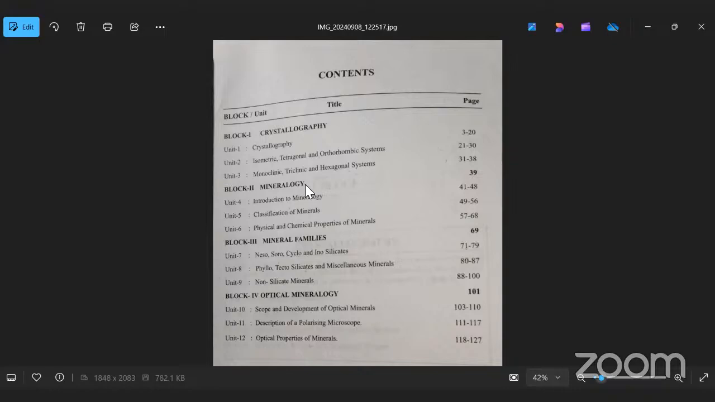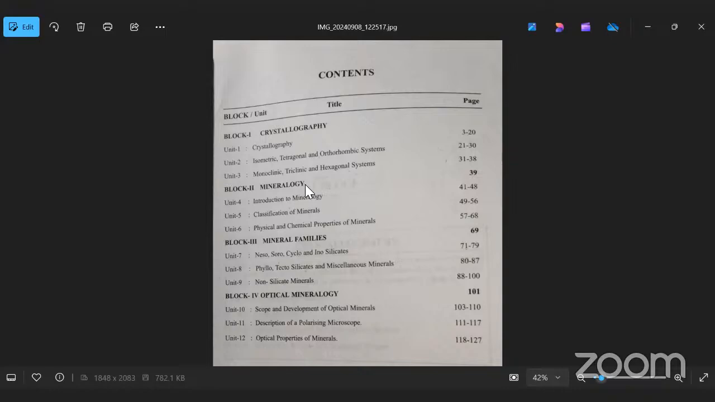Here, the physical and chemical properties include fracture, how it looks, and cleavage. The small parting parts, small fractures or small line breakups you can see on a mineral, are known as fracture or cleavage. The first property is color, second is streak, third is luster, and fourth is hardness.